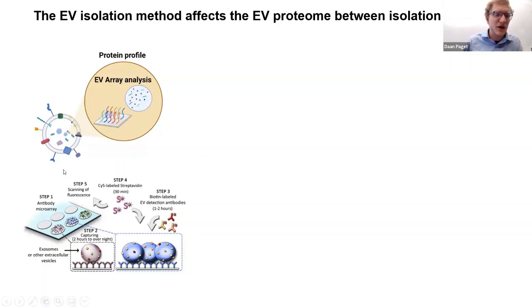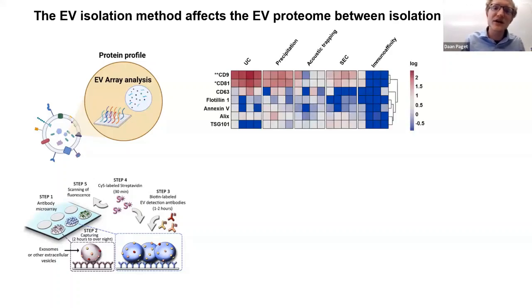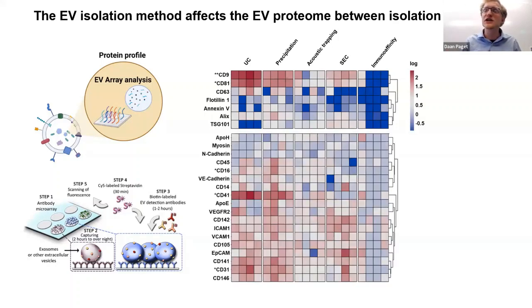Here we can see how it works. We have this chip that is coated with antibodies that target extracellular vesicles. Once the extracellular vesicles are bound, you can then chase them with labeled antibodies and quantify the proteins. We first started quite modest and just looked at extracellular vesicle markers. Already we can see that the isolation method affects the protein profile, where CD9 and CD81 are significantly higher in ultracentrifugation and precipitation compared to other methods. These differences in the protein profile become more apparent if we expand this panel to look at cell-associated markers.